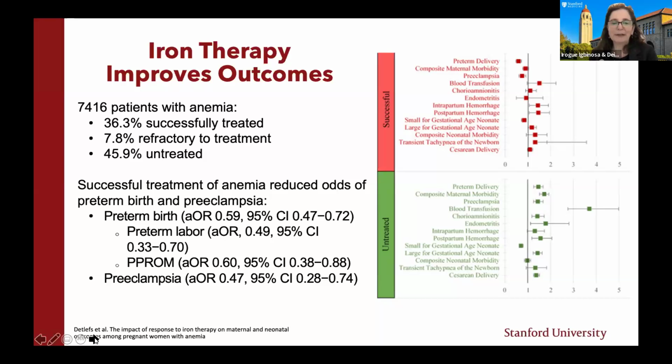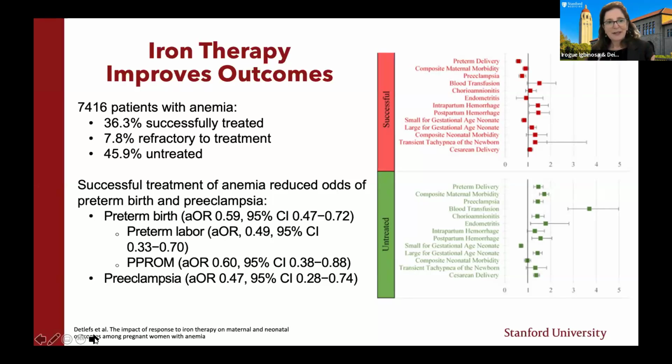This group, I believe at Baylor, led by Dr. Sarah Detlefs, looked at iron therapy outcomes in their own practice. They looked at a bunch of charts, about 7,500 patients who had iron deficiency anemia, and they looked at what happened. First, a little more than a third were successfully treated. About 8% were refractory to treatment, meaning that in the charts, it was documented that they were treated, and yet at their birth admission, when they came in to have a baby, when that tank should be really filled up, it wasn't. They were still anemic.